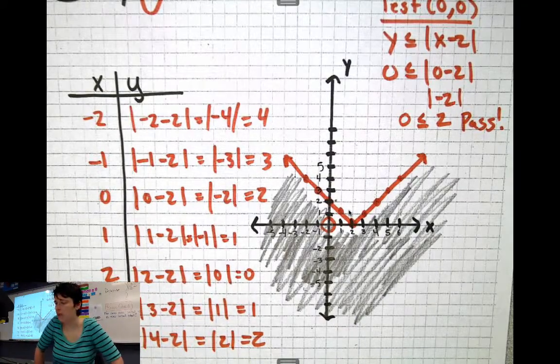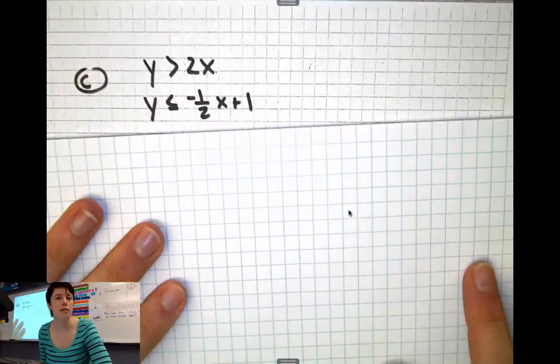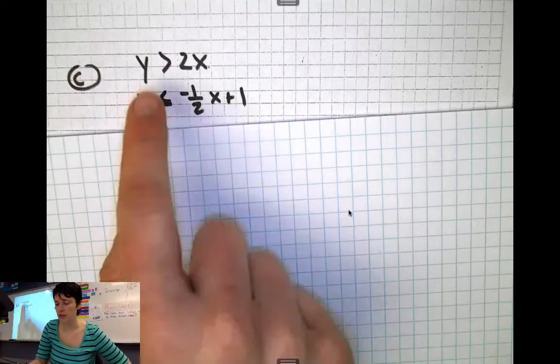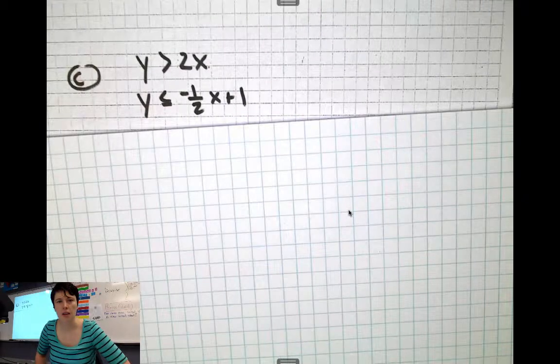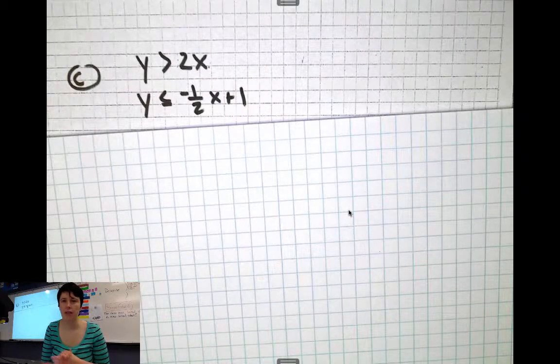Okay, so let's try something else. Let's do a problem C here. For part C, let's change the problem up a little bit. Here is C. Let's graph a system. Let's graph 2 on the same graph. Can you graph y is greater than 2x and y is less than or equal to -1/2 x plus 1? So again, pause the video, do all the work, and then check your answer and see if you got it right. That's the best way you know you're ready for the next test that comes up on this.